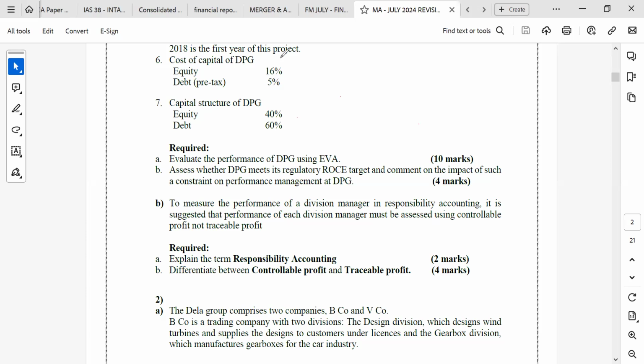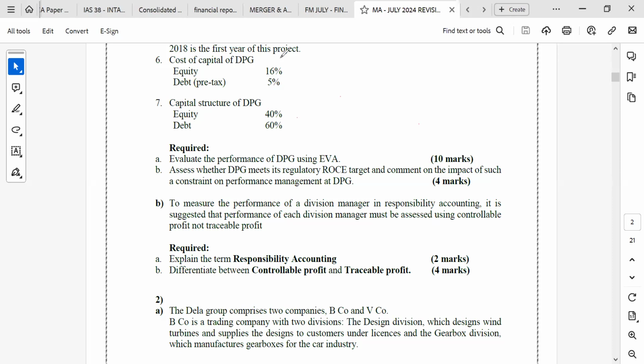The profit that you are going to be getting after taking into consideration all the expenses that are a portion of or relating to the division as a whole, that's what we call the traceable profit. But if you are looking for controllable profit, this asset is not owned or controlled by the divisional manager. Anything relating to the asset will be done by the head office. So this depreciation should not be charged against their profit because they do not control that particular asset.